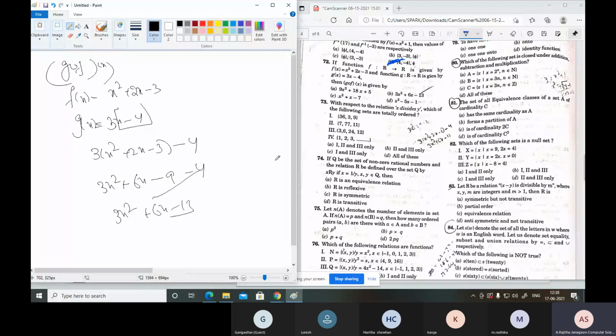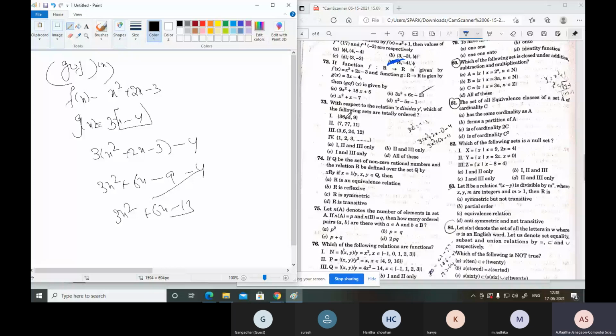Now you can find with respect to the relation x divides y, which of the following are totally ordered. Totally ordered means every element divides with the remaining elements. Suppose here the answer is 73, that is C, here 1 and 3 only. So you can observe here 3 divides 36 and 3 divides 9, and 9 divides 36. That means 3 times 3 is 9, and 9 times 4 is 36, so transitivity is there.